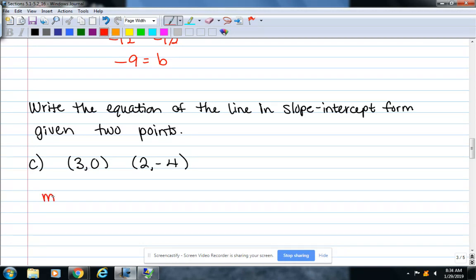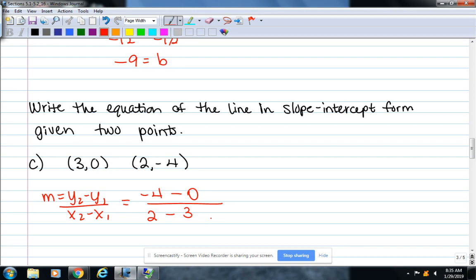So M equals, what's the formula? Over. Yep. You're going to pick one. You get to pick. When I get there, I'll do it. But yeah, you'll get to pick. It's not 3 over 0. All right. So what is y2? -4 minus. What is y1? 0. Over. What is x2? Minus. What is x1? 3.